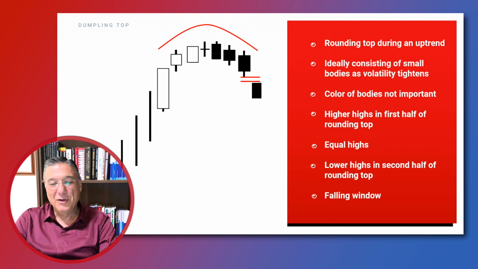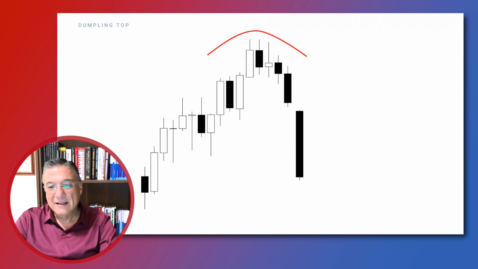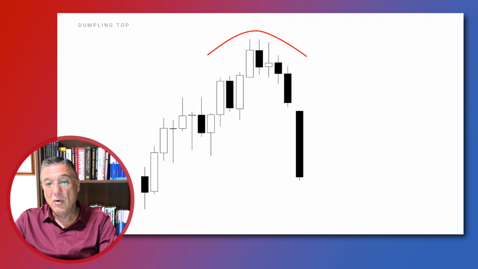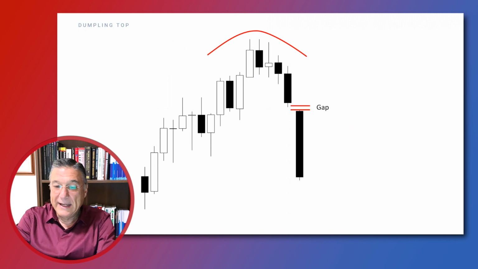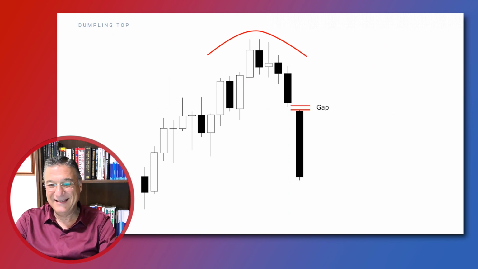Good, let's take a look at the chart so we can identify it. It looks like that. It's not the ideal, of course, but you can see the higher highs and then the equal highs in the middle, and of course the lower highs on the right side, a falling window, a gap, and then the rest is history.